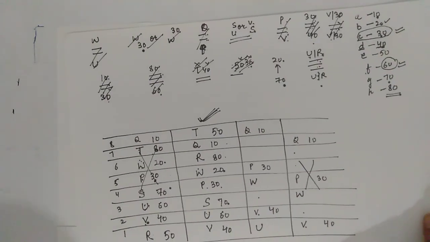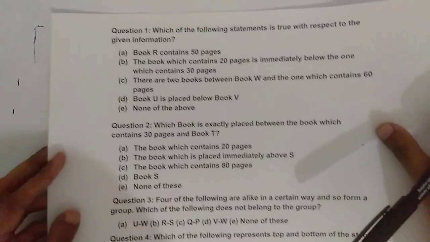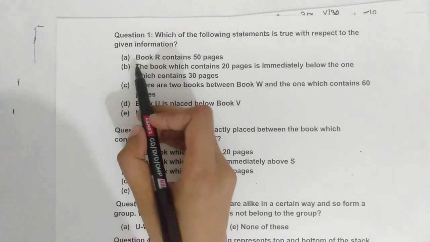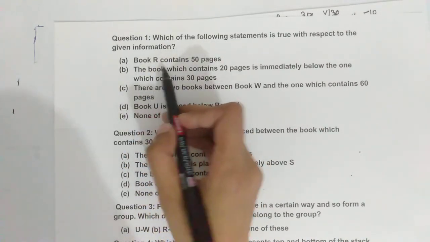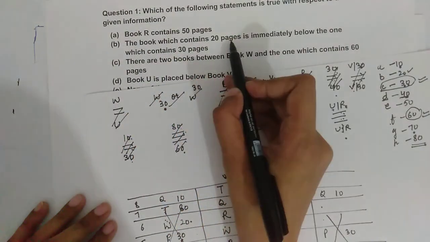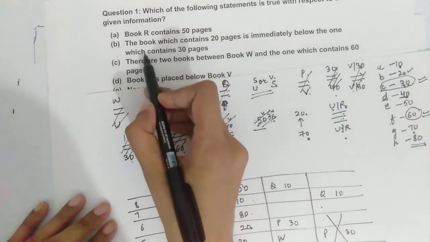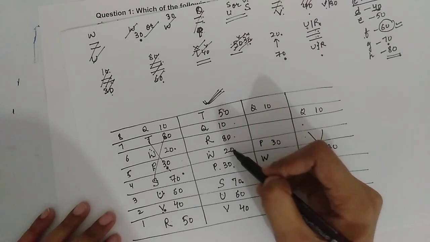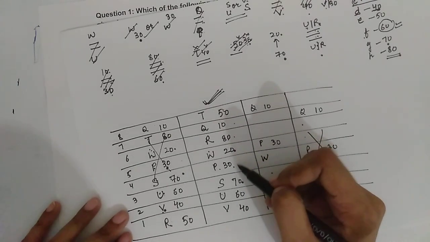Now see the questions. Which of the following statements is true with respect to the given information? Book R contains 50 pages. Now check. Book R contains 50 pages? No. The book which contains 20 pages is immediately below the one which contains 30 pages. Is the 20 pages book immediately below the 30? No, it is immediately above.